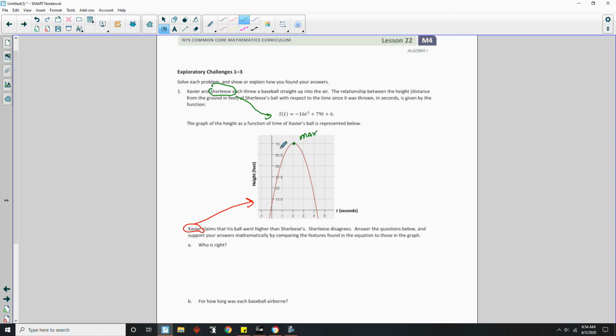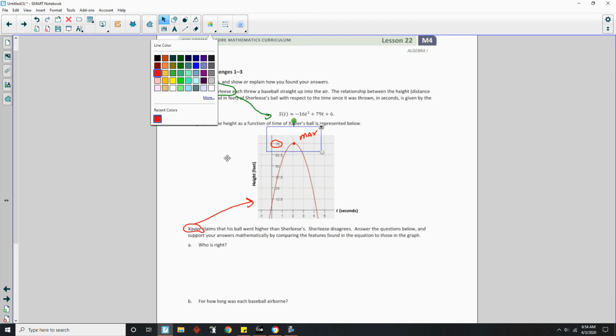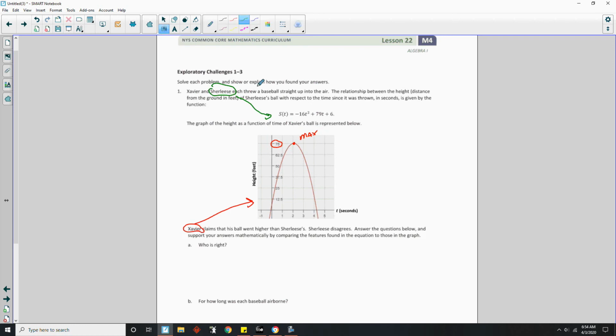The maximum at the vertex was 75 feet. So Charlize threw the ball up in the air 75 feet. Xavier, I'm sorry, not Charlize. What am I doing? Xavier threw the ball up into the air 75 feet. Let's change that to red. All right, Charlize is this equation. So now I have to find the maximum of this.